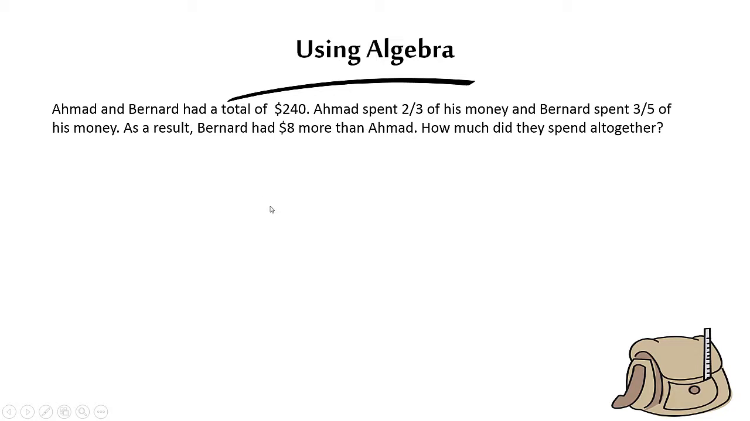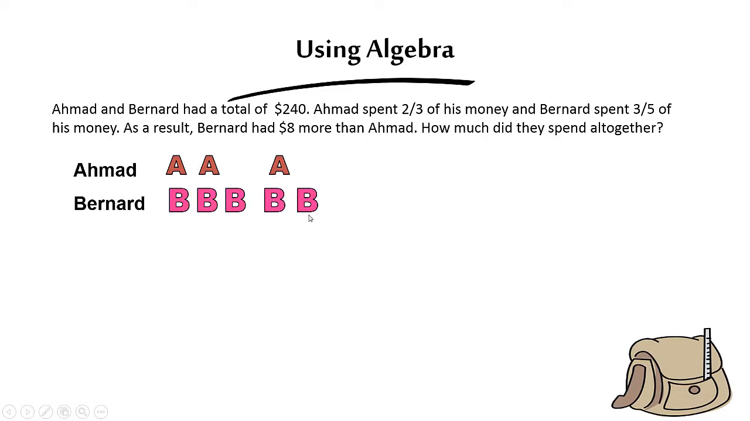So now, to use algebra to solve this question, I'll start off with Ahmad and Bernard. For Ahmad, I will put 3 A's over here, because Ahmad spent 2/3, so I can treat this 3 as 3 A's to represent a total. And for Bernard, since he spent 3/5, you can see the denominator is 5 units, right? So I'll put 5 B's to represent Bernard's total.